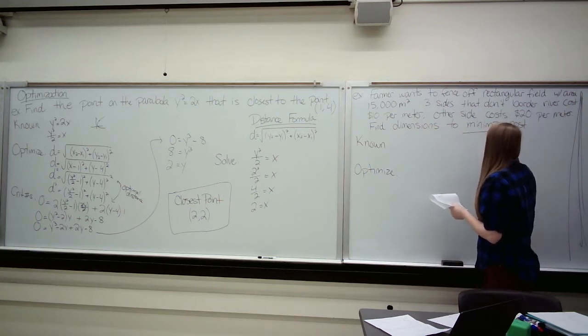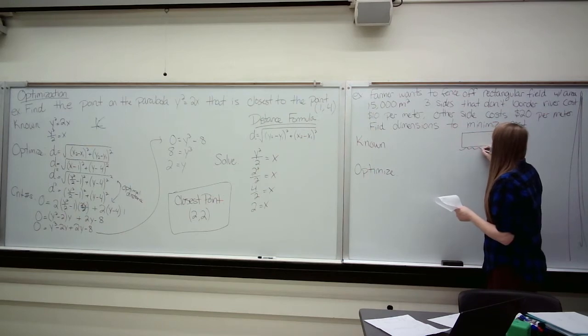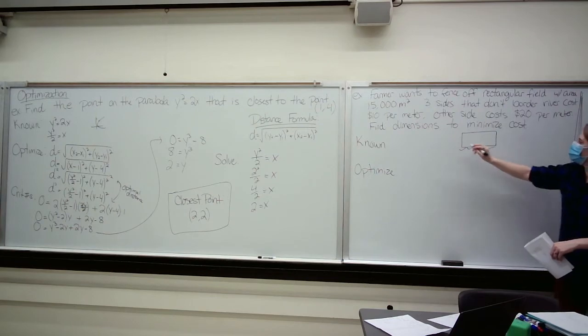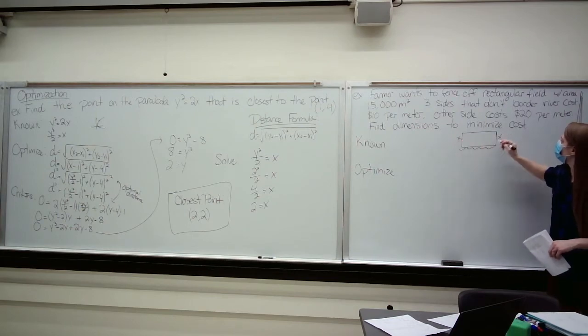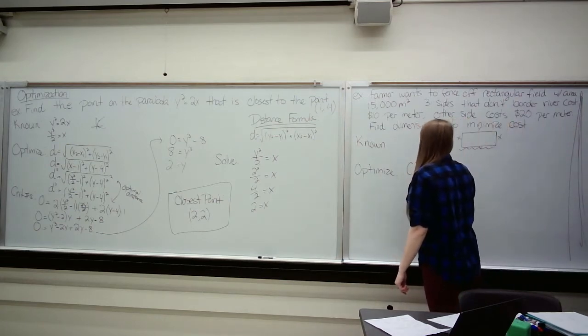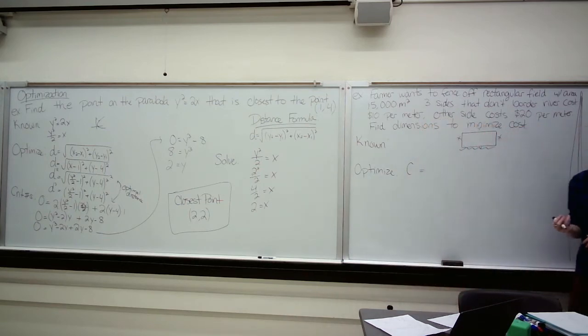So we have a river and a fence, a rectangular area fence, just call this X, X, and Y, Y. What are we trying to optimize? Well, we want to find the dimensions that minimize the cost. So the thing we're trying to optimize or minimize is this cost. So we need to figure out how we are going to represent the cost of this problem.